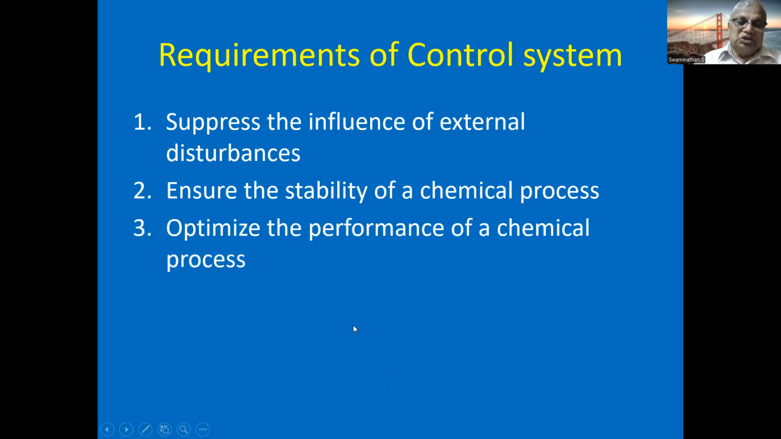The third one is what? This is about the economics. You should take into account the economic objective. You should optimize the performance of a chemical process. In a chemical process, there are so many variables. As I said, one variable may act in both ways. It may be advantageous, or it may bring unnecessary problems. It may become disadvantageous in another way.